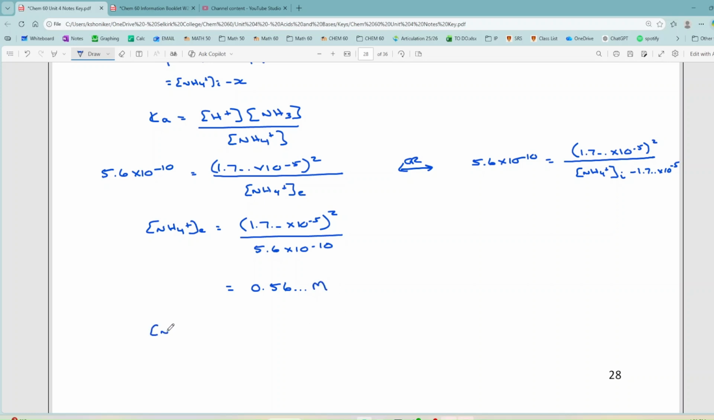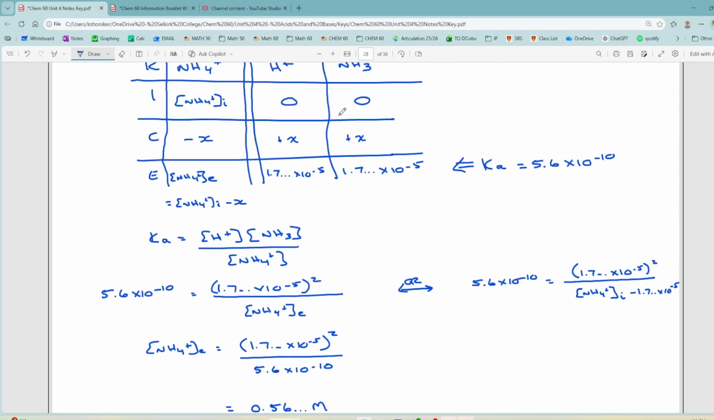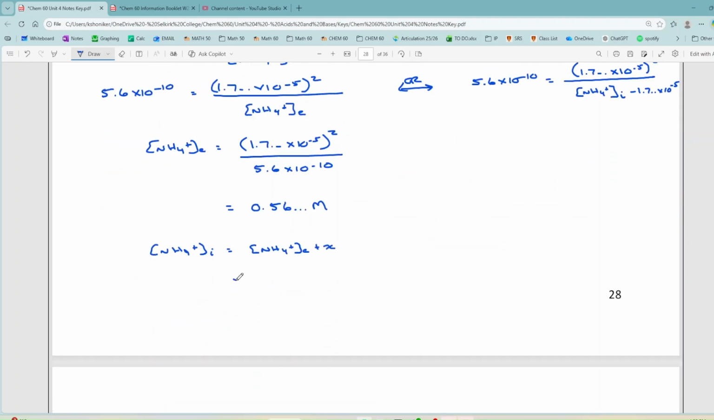Then if I wanted to find the concentration of ammonium initially, you're going to take that concentration of ammonium at equilibrium and you're going to add X back on, right? So if you think about this, if we're at equilibrium and we want to go to initial, initial minus X is equilibrium, equilibrium plus X is initial. So we're going to add on that X value. Now the funny thing that's going to happen is you've got that 0.56 and then you're adding on to that value of 1.7 times 10 to the negative 5.